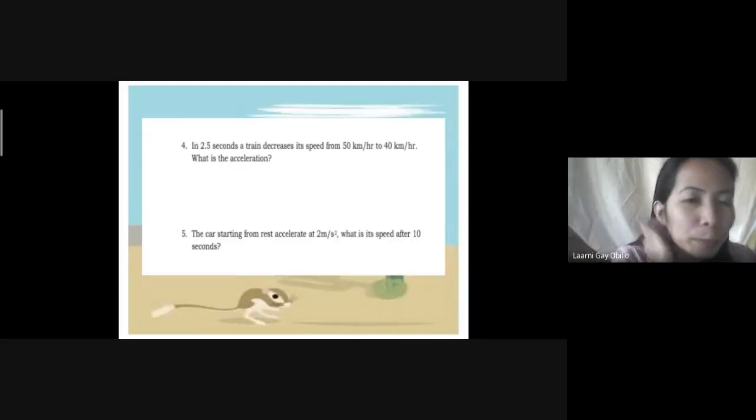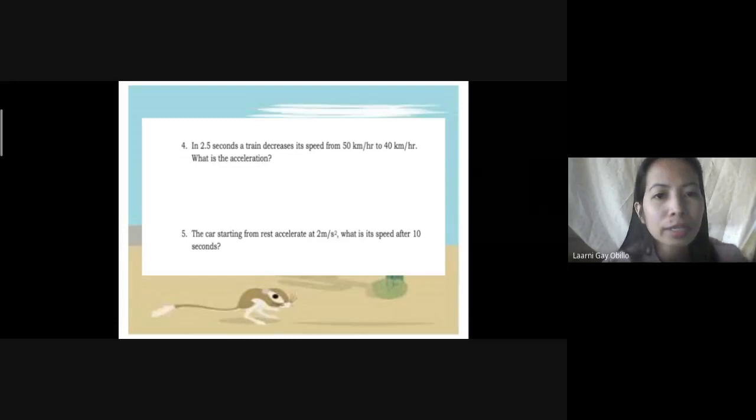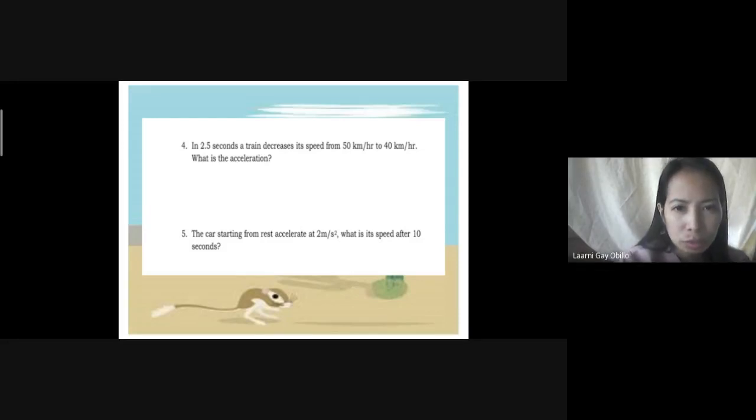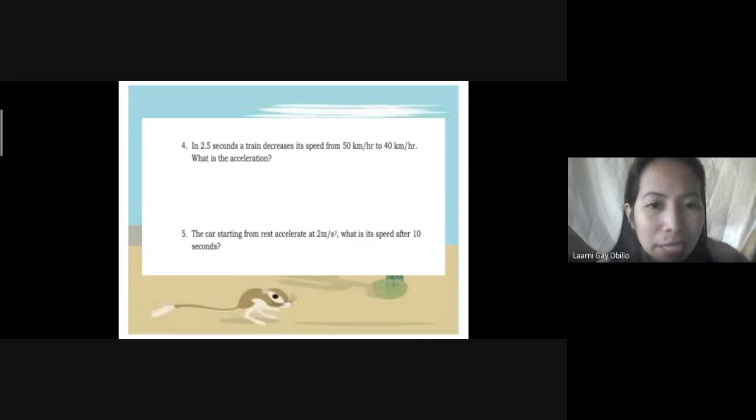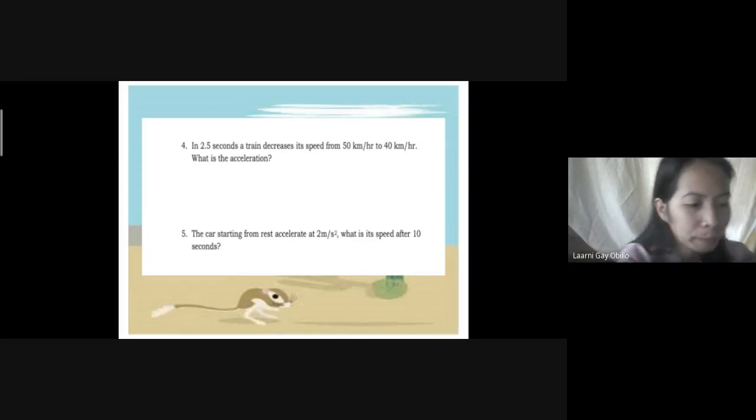Okay, for number 4. In 2.5 seconds, a train decreases its speed from 50 kilometer per hour to 40 kilometer per hour. What is the acceleration? So, pag kinompute natin, baliktad naman yan. 40 minus 50 is negative 10 kasi deceleration siya, bumagal. So, negative 10 divided by 2.5.